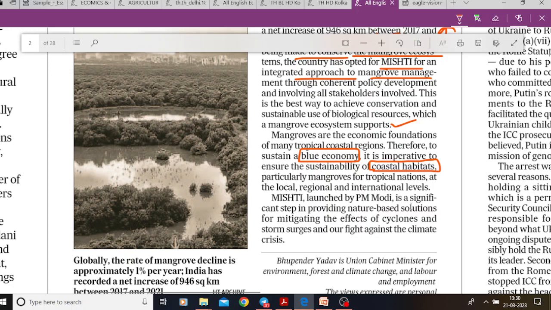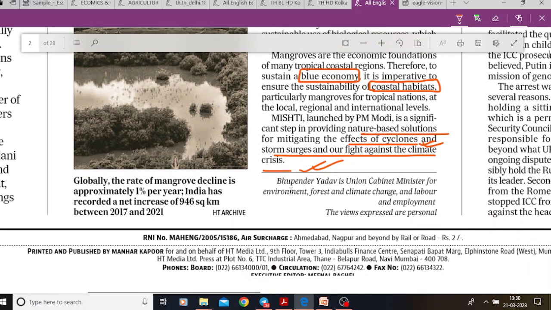MISHTI, launched by PM Modi, is a significant step in providing nature-based solutions for mitigating the effects of cyclone, because that's a cyclone-prone area too, and storm surges, and in our fight against the climate crisis. So this particular editorial is written by Bhupender Yadav, who is the Union Cabinet Minister of Environment, Forest and Climate Change.